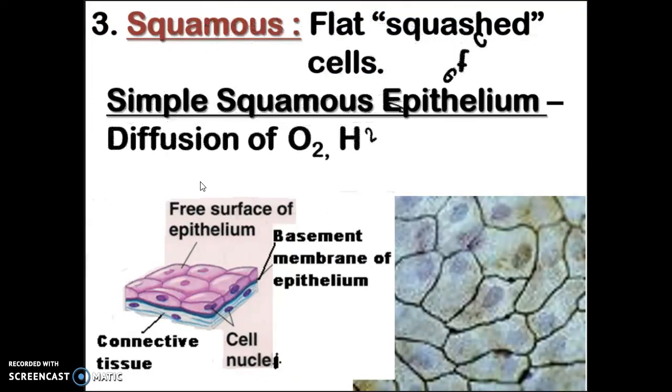Simple squamous epithelium, like what's shown down here, is just one layer thin of cells, very thin. So that makes up your capillaries, your blood vessels, and the alveoli in the lungs, where small nutrients can cross through easily. Water can go right through it. Nutrients.